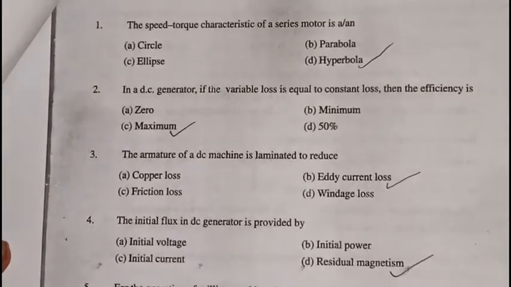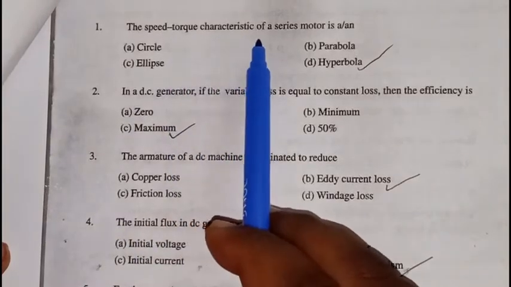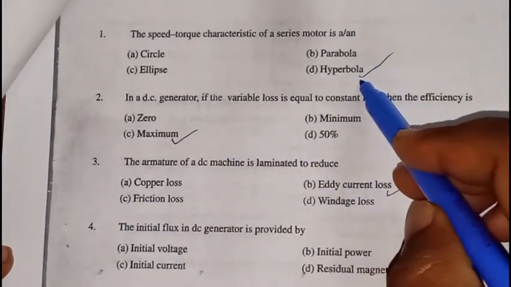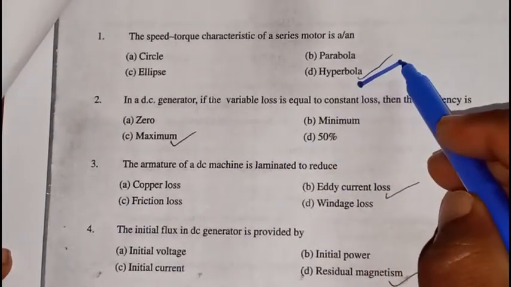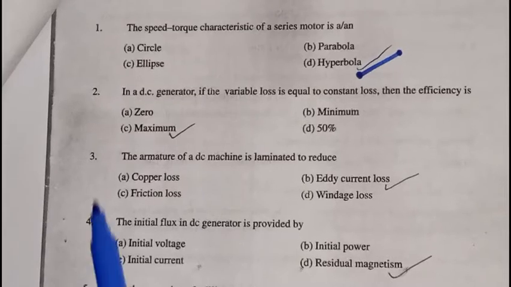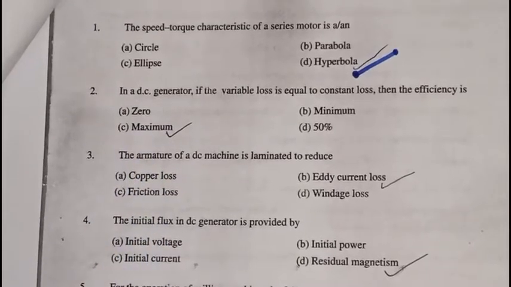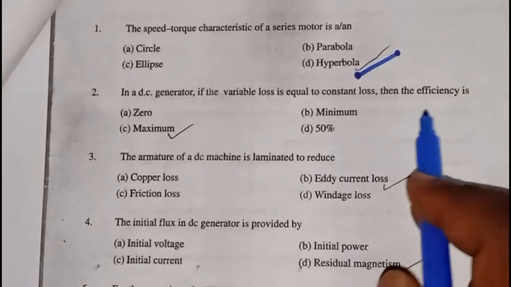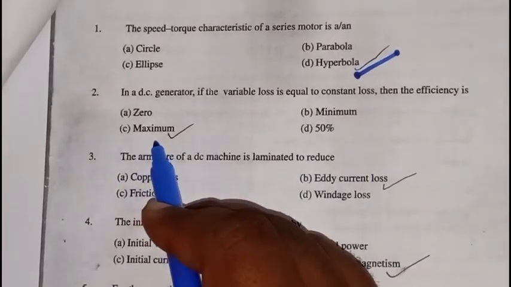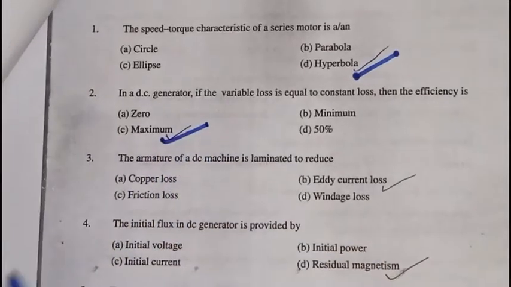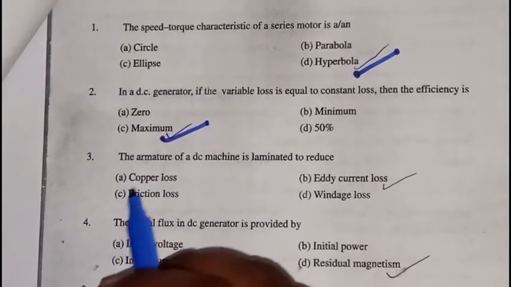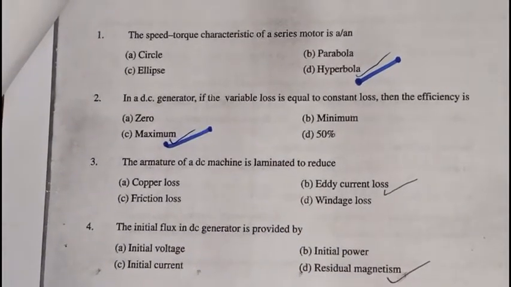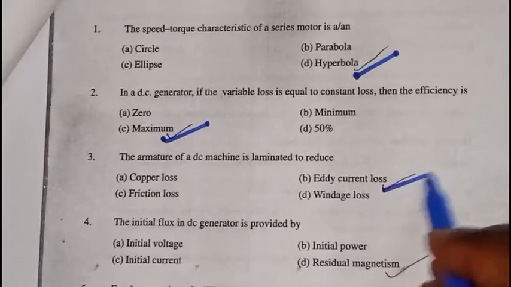Question number 1. The speed torque characteristics of a series motor is answer hyperbola. Question number 2. In a DC generator, if the variable loss is equal to constant loss, then the efficiency is answer maximum. Question number 3. The armature of a DC machine is laminated to reduce answer eddy current loss.